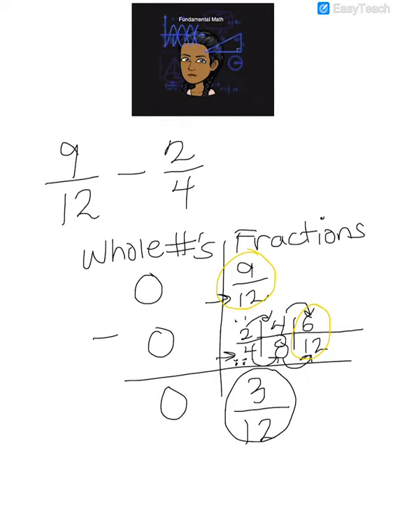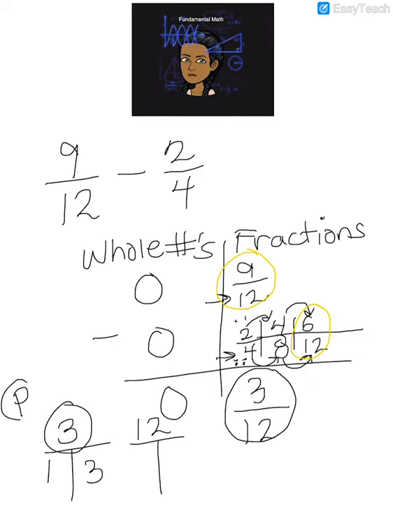So I know that 3, okay, and 12 can be simplified, all right? So I'm going to come over here and list my factors, okay? My factors for 3 are 1 and 3. When I multiply 1 times 3, that gives me 3 right here. This is what we'll call a prime number because the only two factors for 3 are 1 and itself.